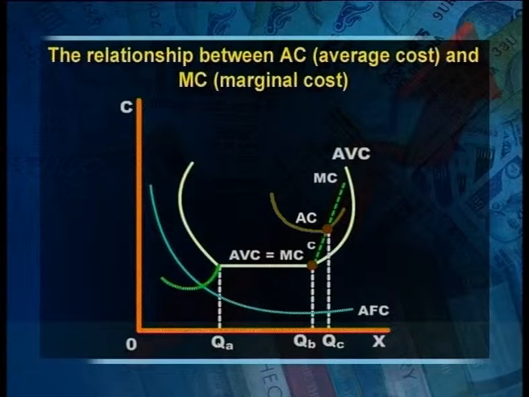The AC curve tends to rise beyond the QC level of output. Because of this, the MC curve assumes a U shape and intersects average variable cost at its minimum and tends to be constant till it reaches the QB level of output. Beyond QB level of output, MC tends to rise and intersects AC, that is the average cost, at point C, which is the minimum point, and then starts rising after that point.